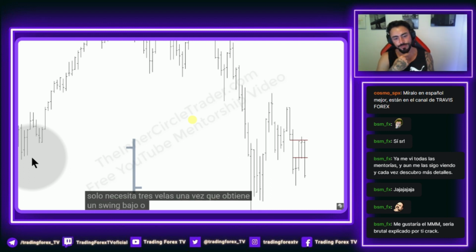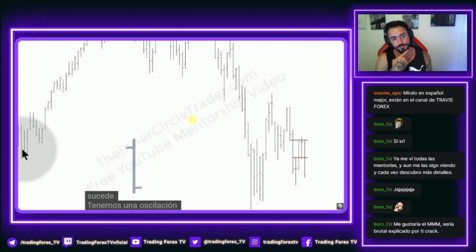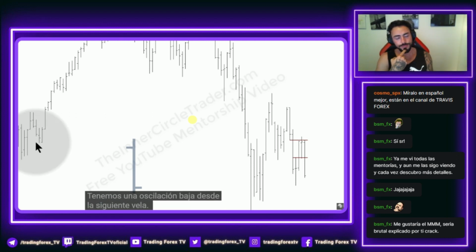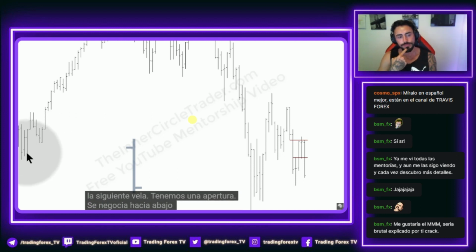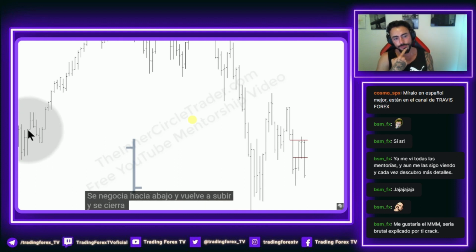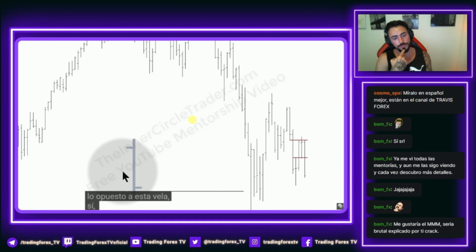Once you get a swing low or a swing high and you have the proper context and you know what you're looking for, that's it. You go in and you start hunting it. Now watch what happens. We have a swing low form. The very next candle, we have an opening. It trades way down and then comes back up and closes right near the highs. Is that the opposite of this candle? Exactly. Yeah, but it's got a whole lot of movement below the opening price.